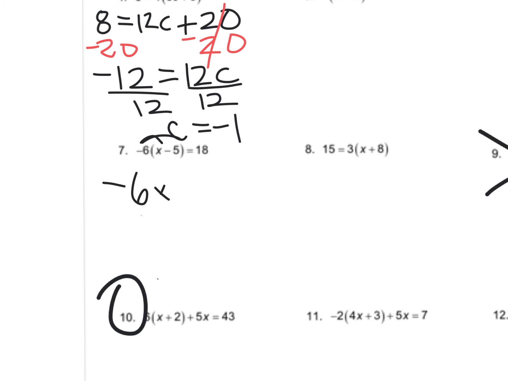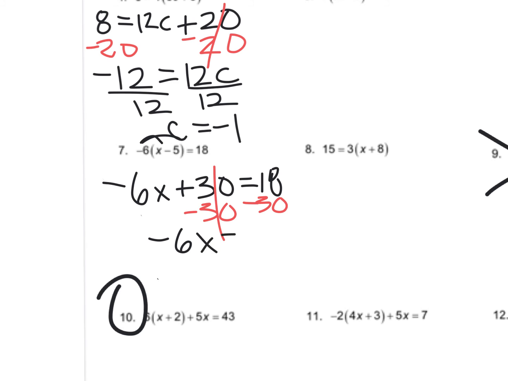The other method is distributing. Negative 6x plus 30 equals 18. Let me subtract 30. And negative 6x equals negative 12. Divide by negative 6, and we get x equals 2 once again.